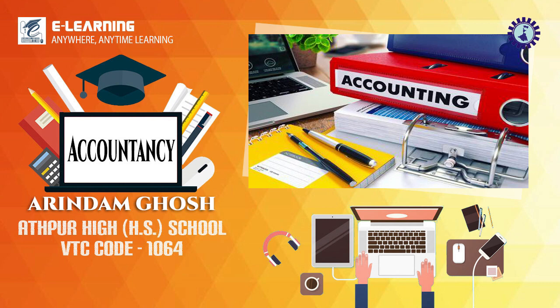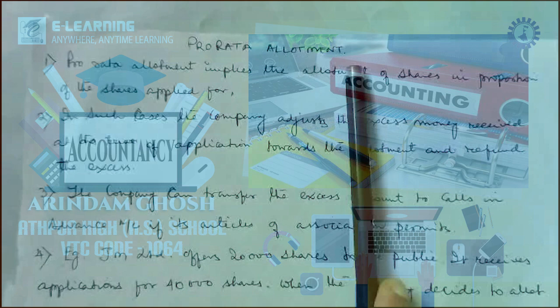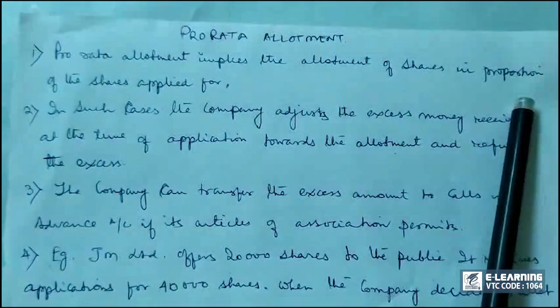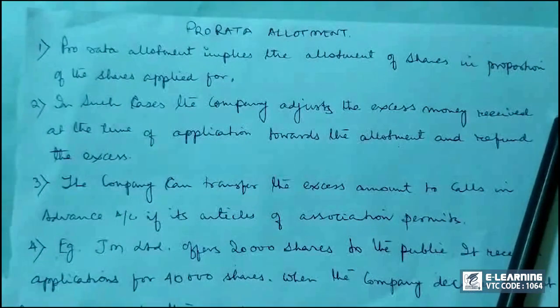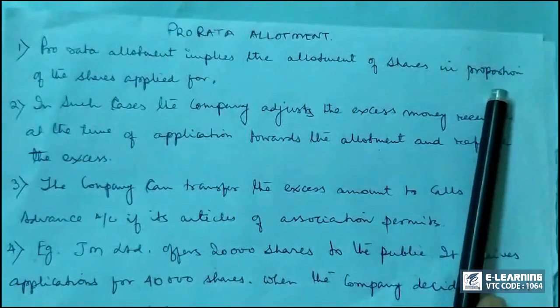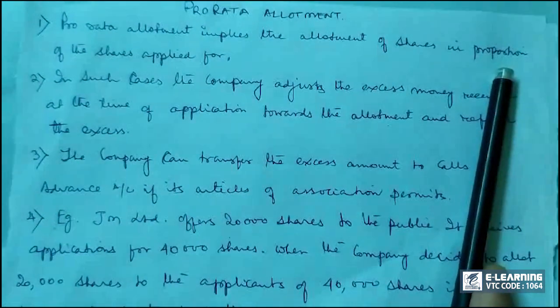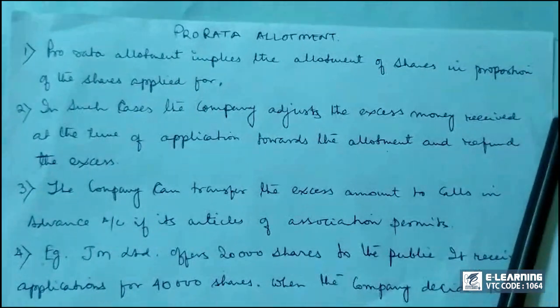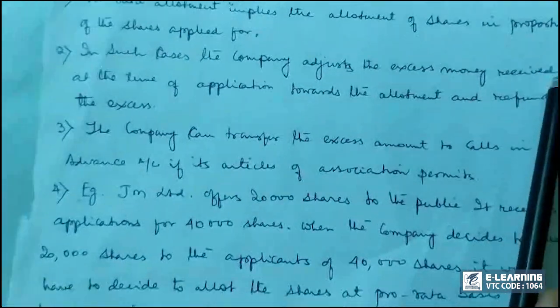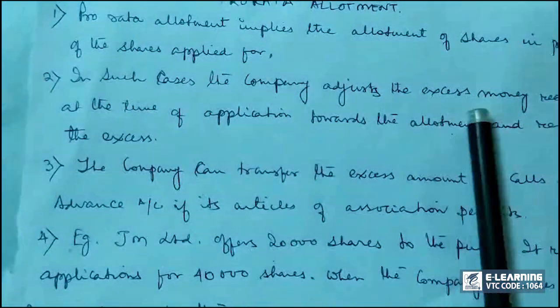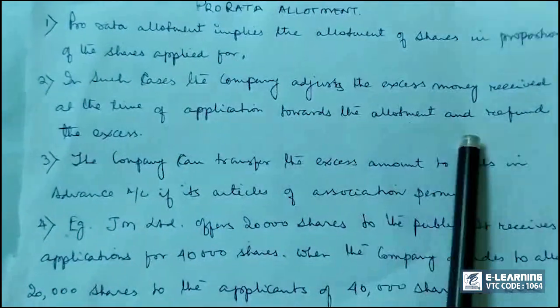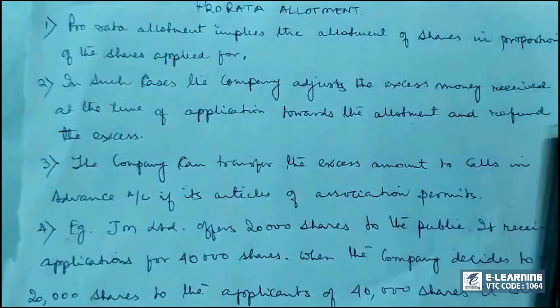So, class, I am going to tell you about pro rata allotment today. What is pro rata allotment? Pro rata allotment implies the allotment of shares in proportion to the shares applied for. What does that mean? In such cases, the company adjusts the excess money received at the time of application towards the allotment and refunds the excess.